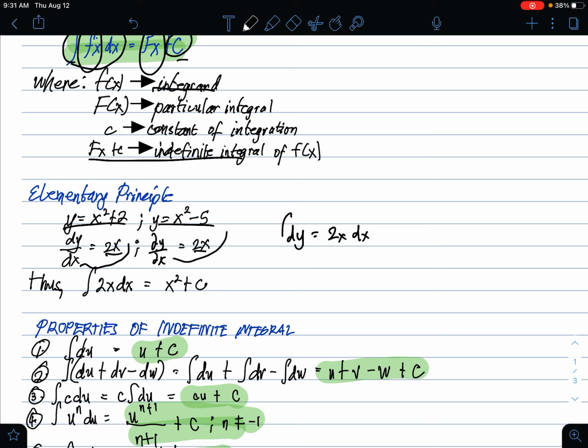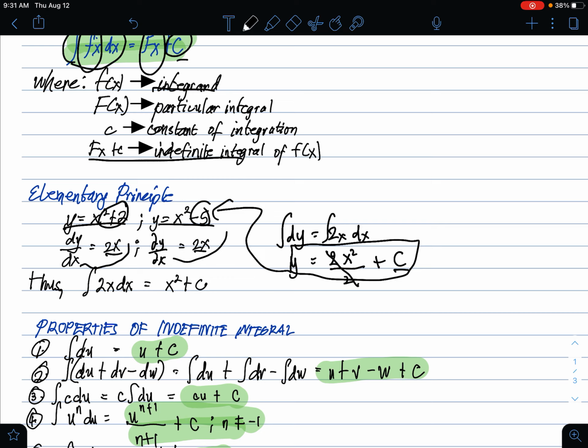And then if we integrate both sides, the integral of dy is just y. The integral of 2x, we take out the 2 since it is a constant, then the integral of x is x squared over 2. Then we should never forget the constant of integration, which is plus c. So therefore y is equal to x squared plus c. As you can see here, it's plus 2, which is constant, or minus 5, which is constant. So the c there is unknown.